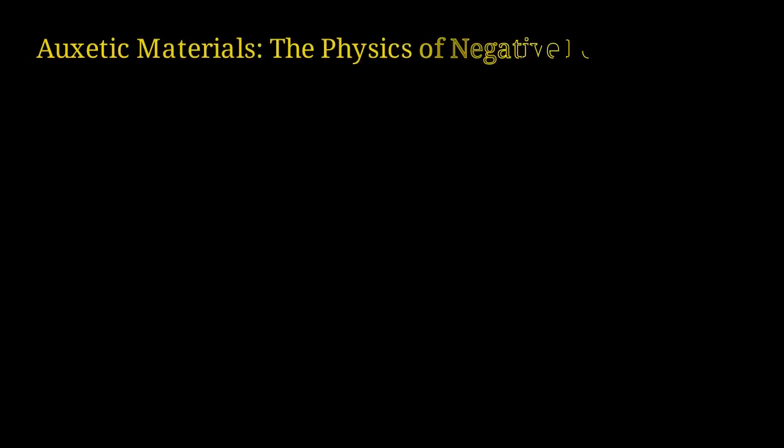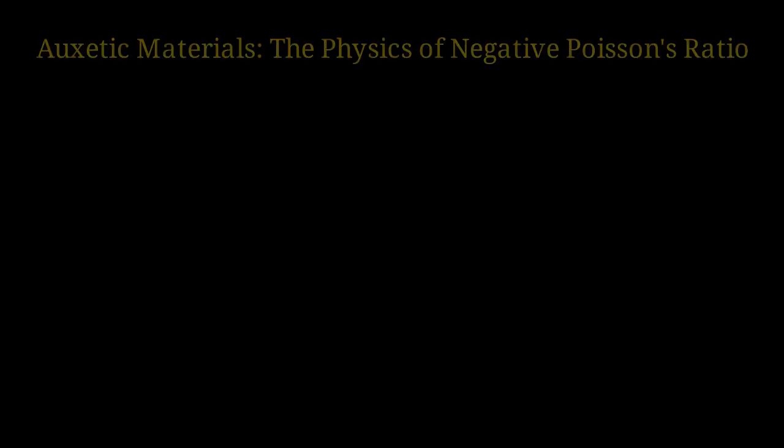Welcome to this rigorous scientific lecture on one of the most fascinating topics in materials science, auxetic materials. These are materials that exhibit negative Poisson's ratio, meaning they expand when stretched and contract when compressed. This counterintuitive behavior has profound implications for nanotechnology and engineering.